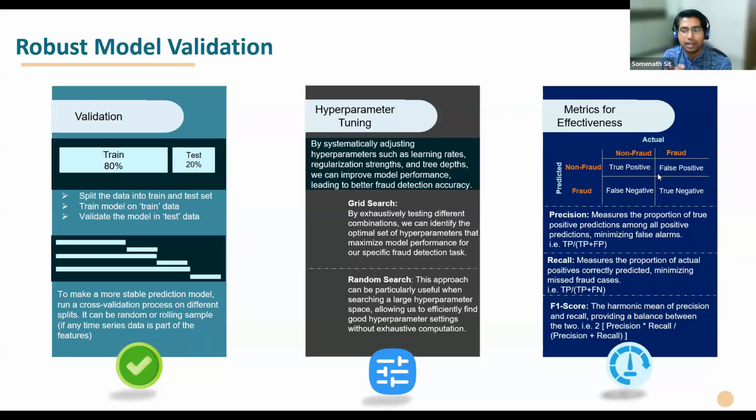This table is called a confusion matrix. Don't ask me why it is called confusion, maybe because it confuses too much. But if you have non-fraud here and non-fraud here, and fraud, this is predicted and this is actual. If something is non-fraud and the model is also saying non-fraud, then it's true positive. If something is fraud and the model is saying non-fraud, then it is false positive. Similarly, false negative and true negative. So as you understood, true positive and true negative together give the accuracy for this model.